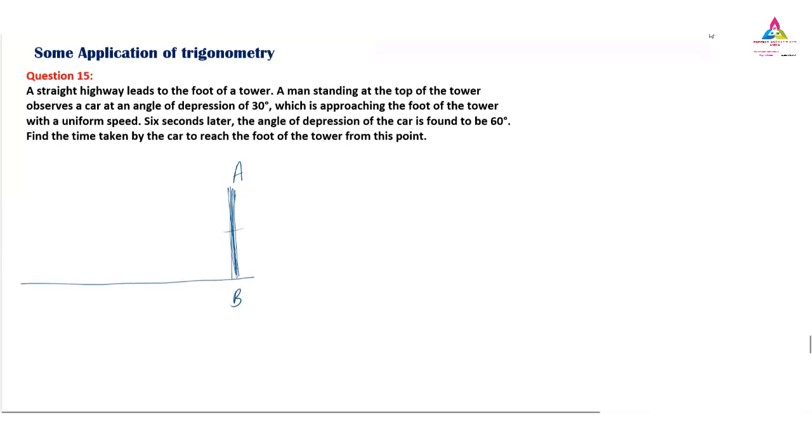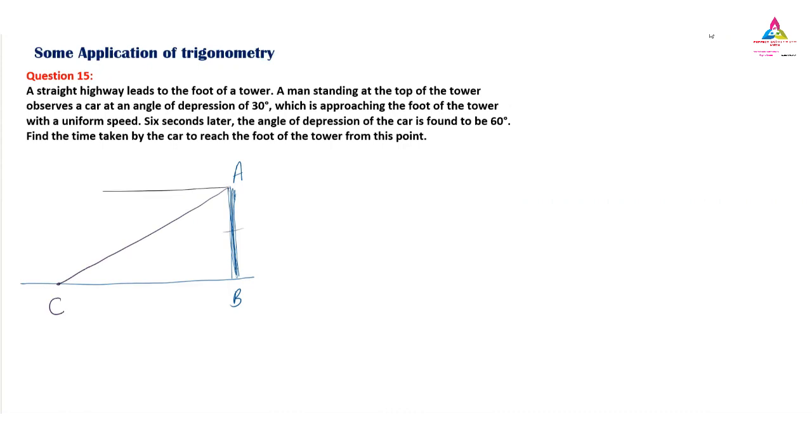From the top of the tower, he is looking at one car. The car is somewhere here, and that position I will take as C. From there he is looking downward, and the normal view will be on this side, so the angle of depression will be this one. They have given this angle of depression as 30 degrees. This is the first thing they have given.